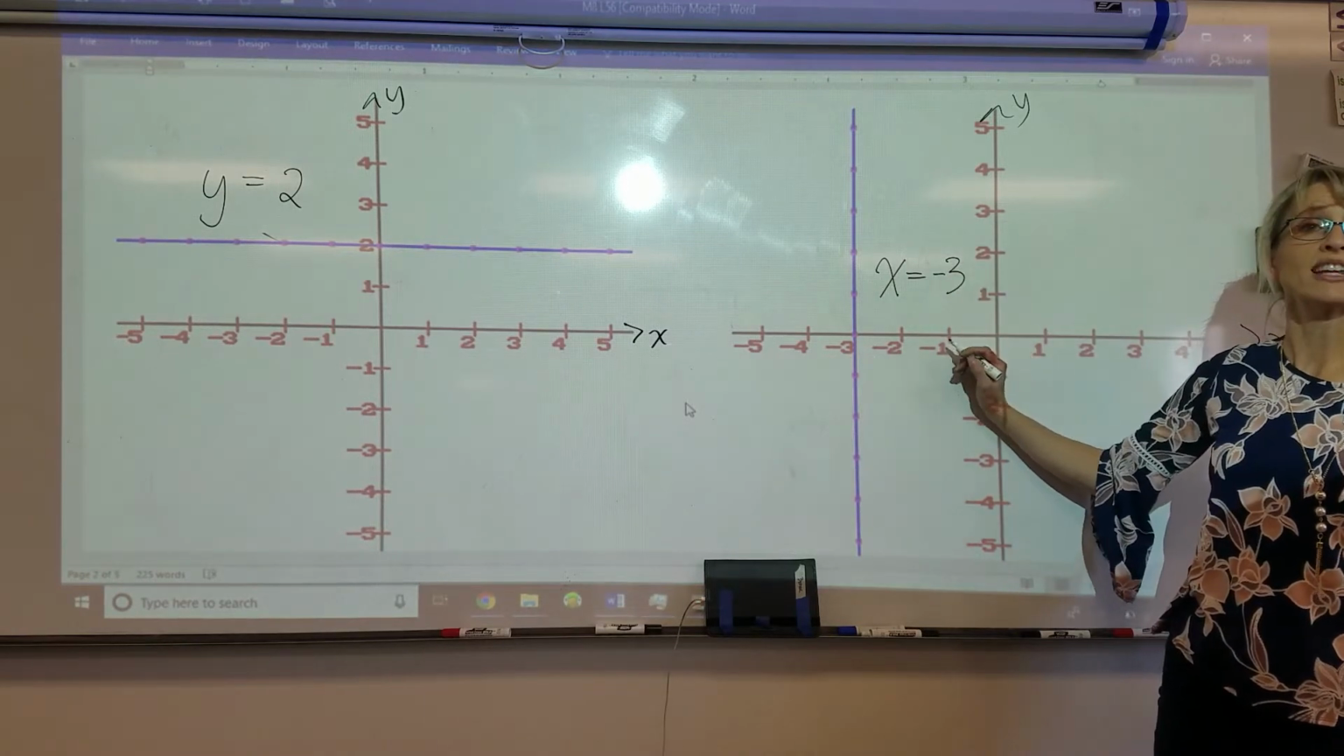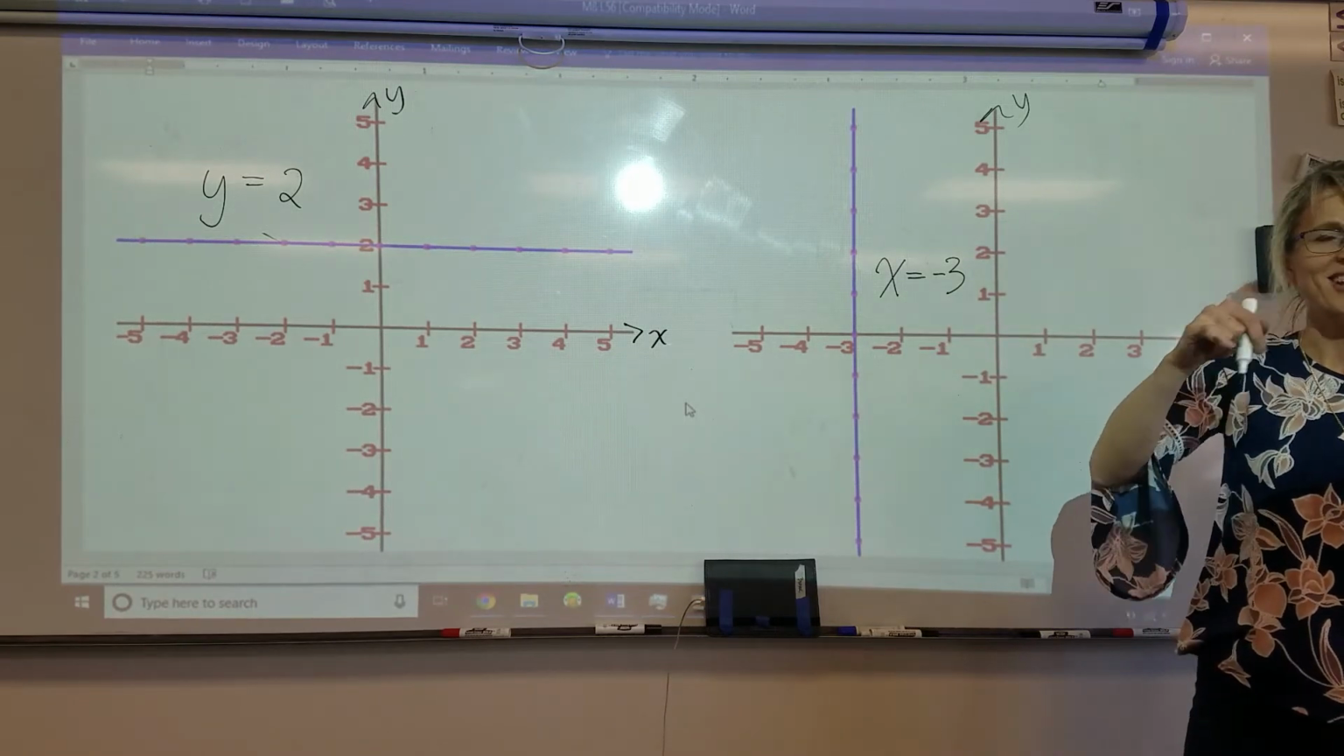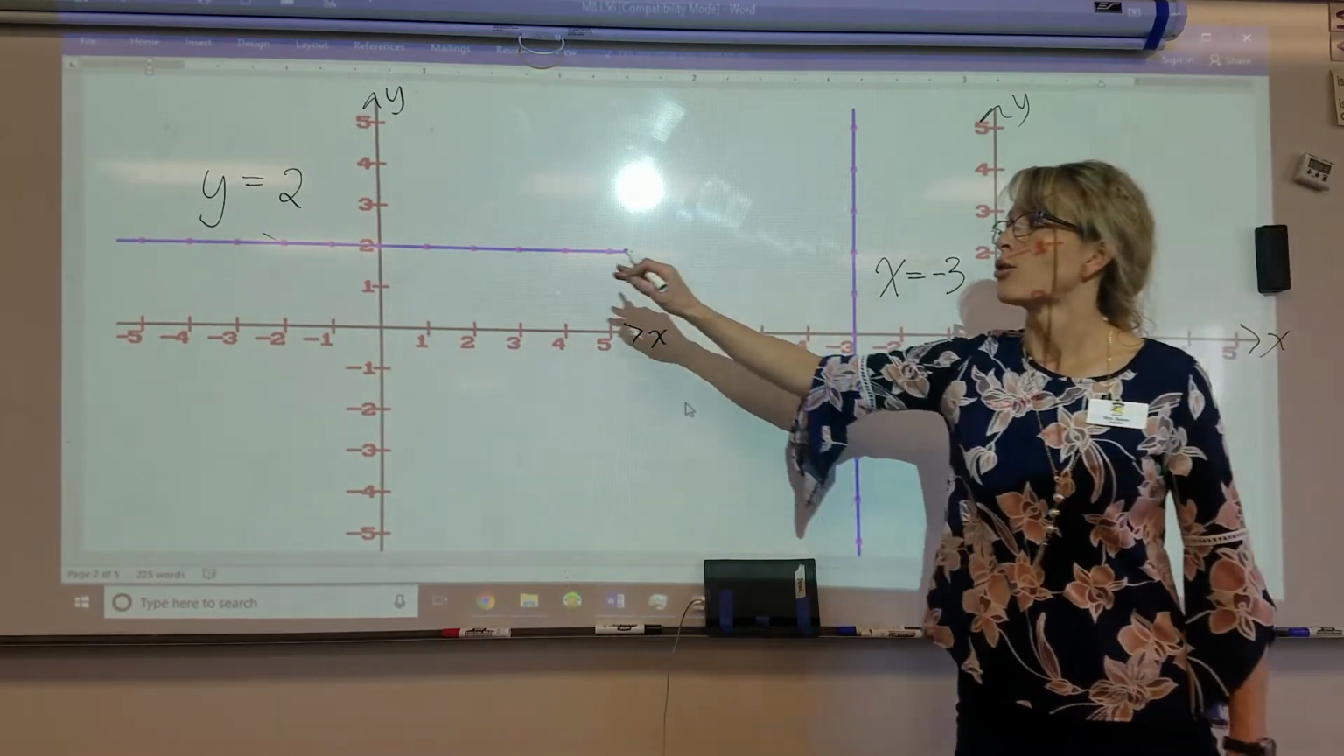So the equation of a line that's vertical will always have an x. I like that some of you are writing this down. This is good. Vertical lines will have x. Horizontal lines will have y.